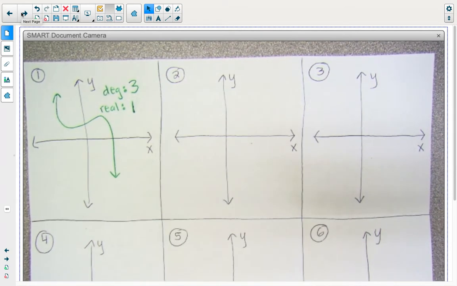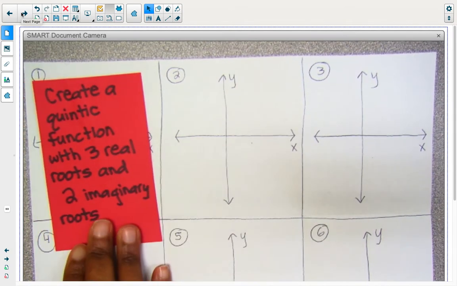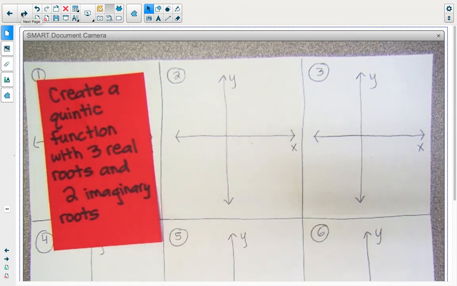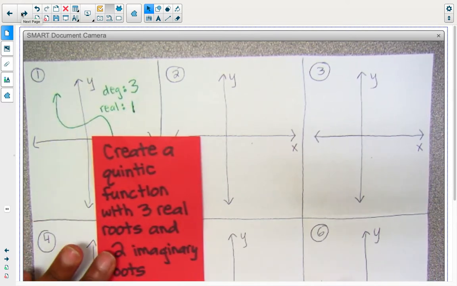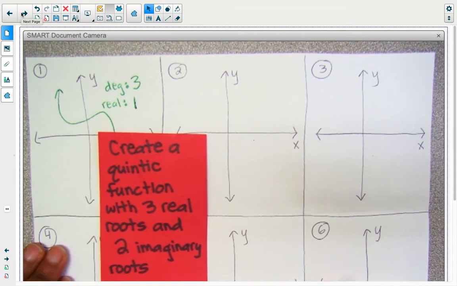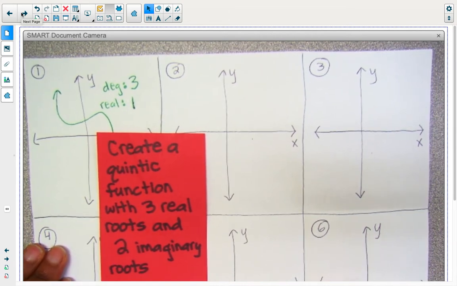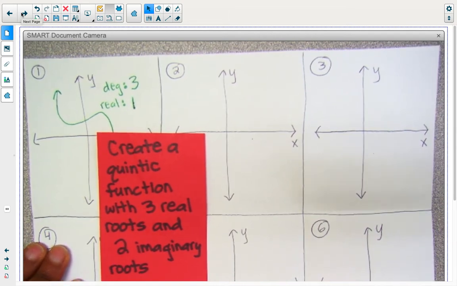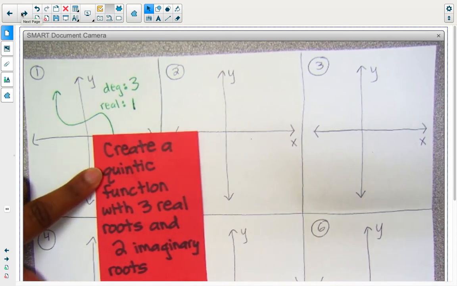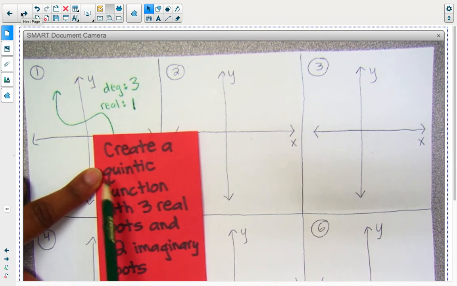Okay, number 2. Number 2 wants us to create a quintic function with 3 real roots and 2 imaginary roots. Quintic is the number 5. So my options are up, down, up, down, up, or down, up, down, up, down. So that's just a general shape for what quintic functions look like. They have to follow one of those trends.